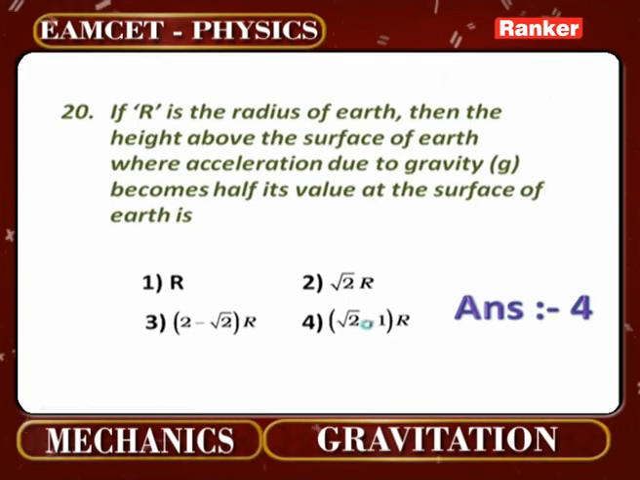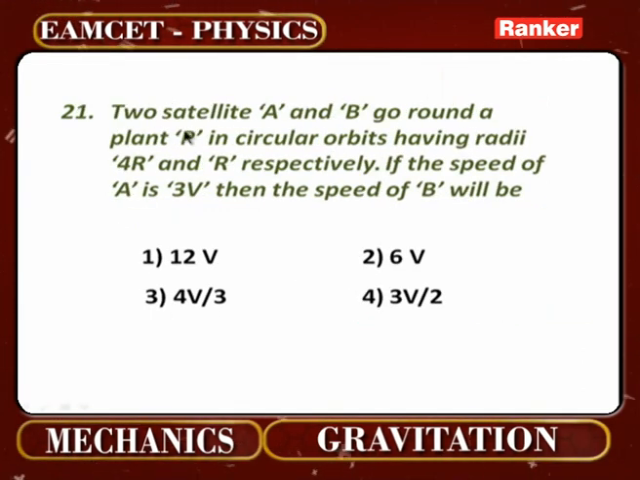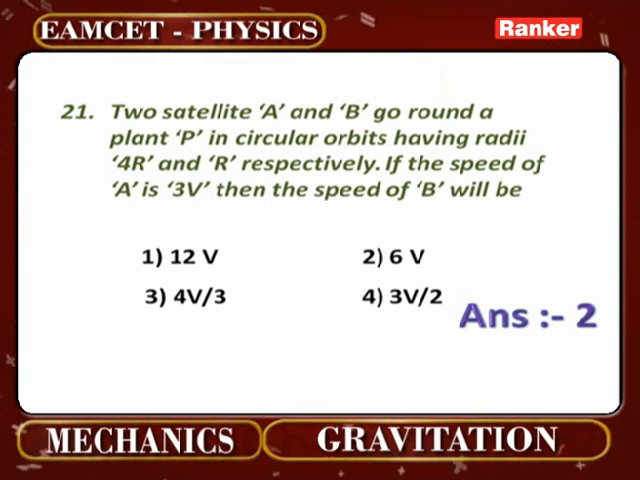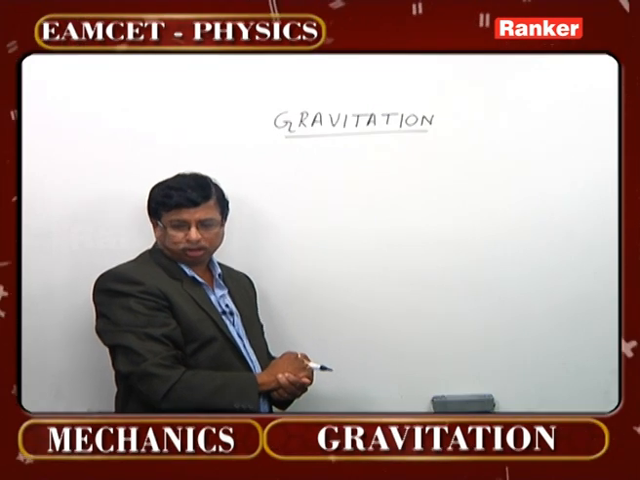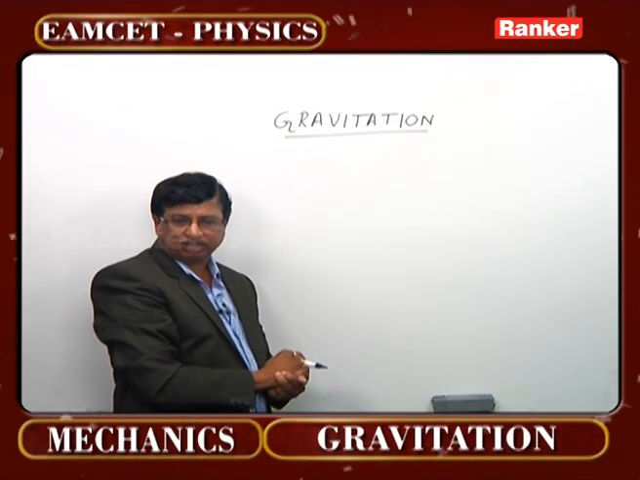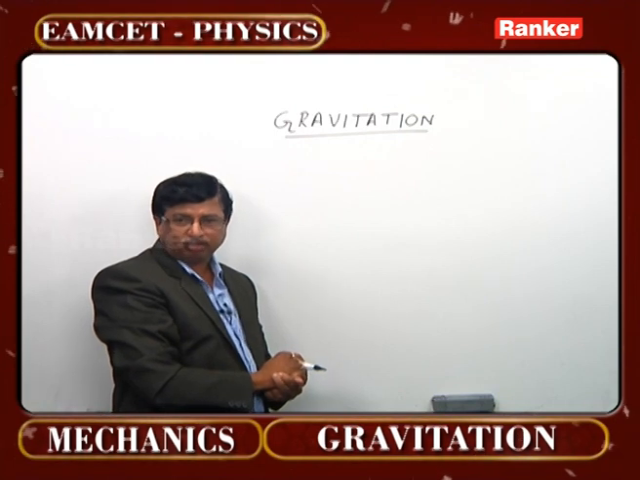Look at the next question over here. That is question number 21. Two satellites A and B go round a planet P in circular orbits having radii 4r and r respectively. If the speed of A is 3v, then the speed of B will be how much? That is the concept. The concept is this, 4r and r, these two are the radii of the orbits. If the speed of A is 3v, then the speed of B will now be how much?